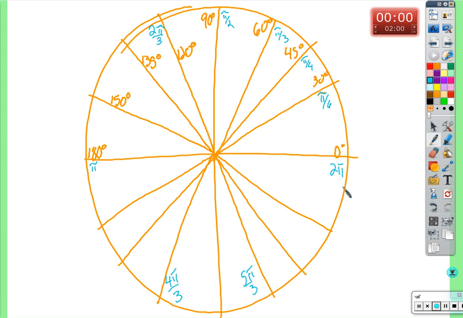So the radius is also pi? No. The radius is undetermined right now, at this moment. Will it ever be determined? We will determine it very soon.